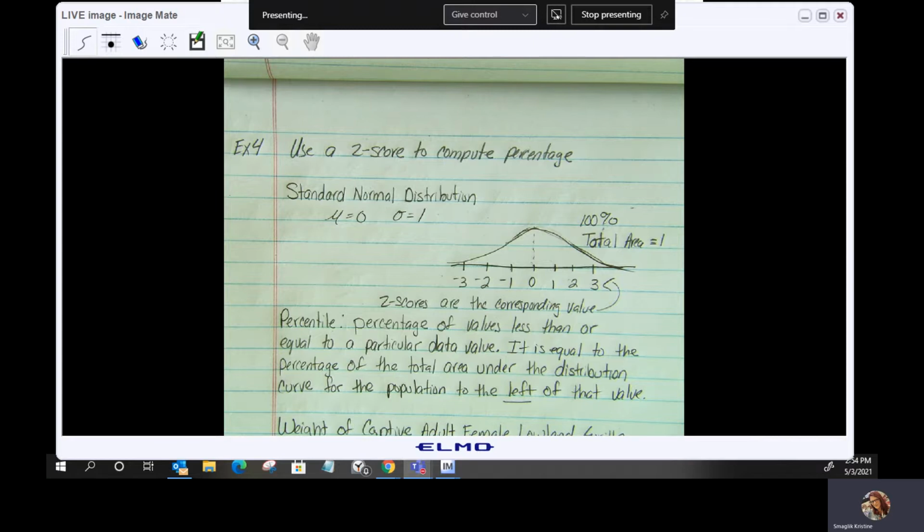Let me read you a word problem from the book. The weight of captive adult female lowland gorillas is normally distributed with a mean of 82.30 kilograms and a standard deviation of 15.33 kilograms. Calculate a z-score for Sasha. How can you use this score to find the percentage of captive adult female lowland gorillas whose weights are less than or equal to Sasha's? Sasha is a female lowland gorilla and she weighs 61.8 kilograms.